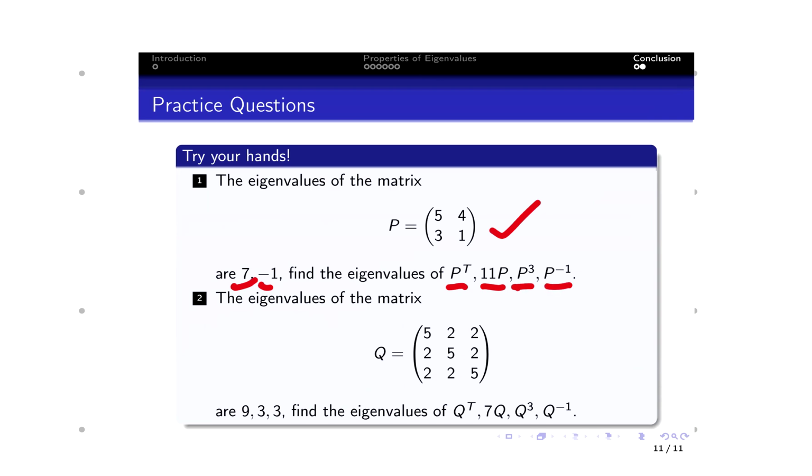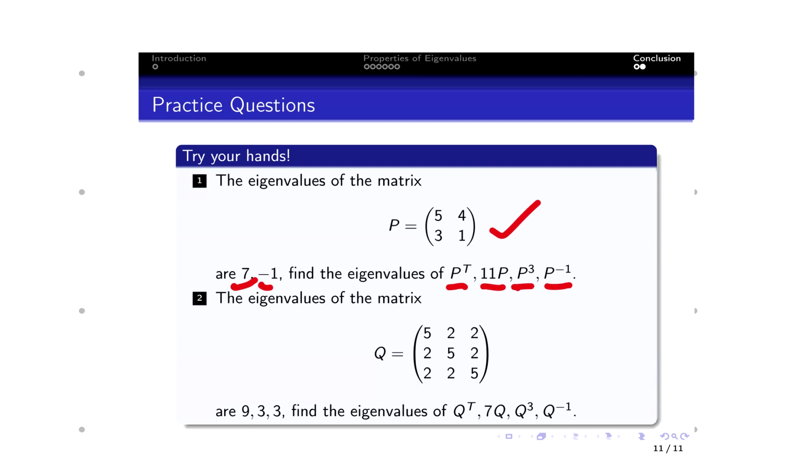Now, normally, those who still do not understand what I did will find the transpose of this and start looking for the eigenvalues, or they multiply 11 by P and start looking for the eigenvalues, or they will raise P to power 3 and start looking for eigenvalues, or find the inverse and look for eigenvalues. But no, it's not necessary because I've given you the rules.